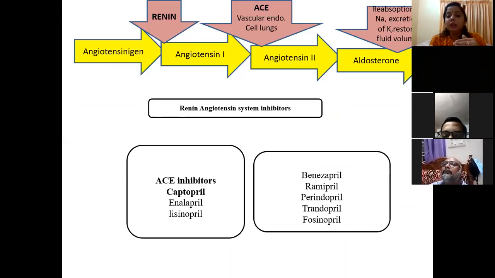So what will be the result? Before going to that, the drug of choice in the question was an angiotensin converting enzyme inhibitor. It comes under renin-angiotensin system inhibitors. It is an antihypertensive drug. The prototype drug in the group is captopril. The other drugs are enalapril, lisinopril, benazepril, ramipril, all the prils that come under ACE inhibitors.